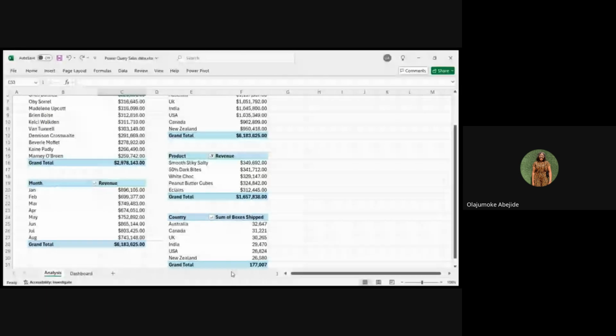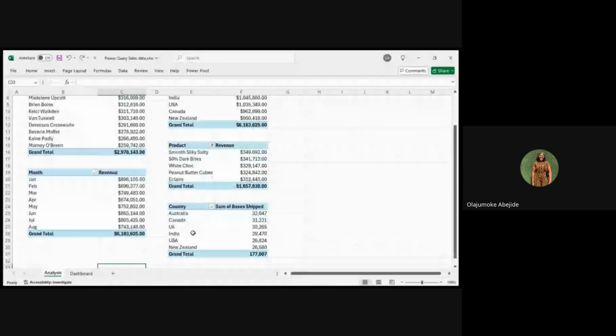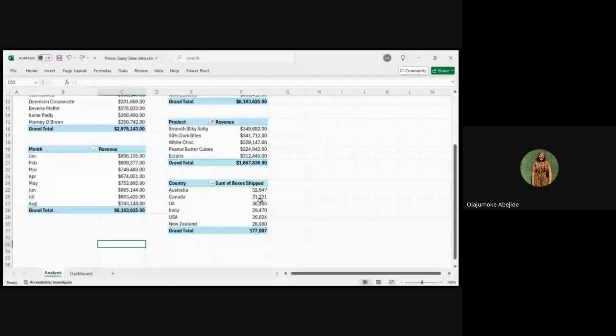For the products, we have 5 products. We have Smooth Silky Salty, Dark Bites, White Choc, Peanut Butter Cubes, and Eclairs. And these are the revenues each of these products accumulated for the year. According to this, the highest here is Smooth Silky Salty, having about $349,692. Then for the boxes shipped, the country that actually has the highest is Australia. We have Canada, UK, India, USA, and New Zealand. So moving forward to the dashboard.